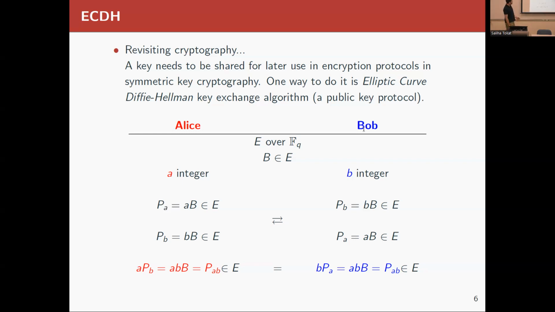And then, since only Alice and Bob know their integers, they multiply it with PB and PA, and both can obtain PAB. But since the third person doesn't know integer A and integer B, he can't get point PAB.